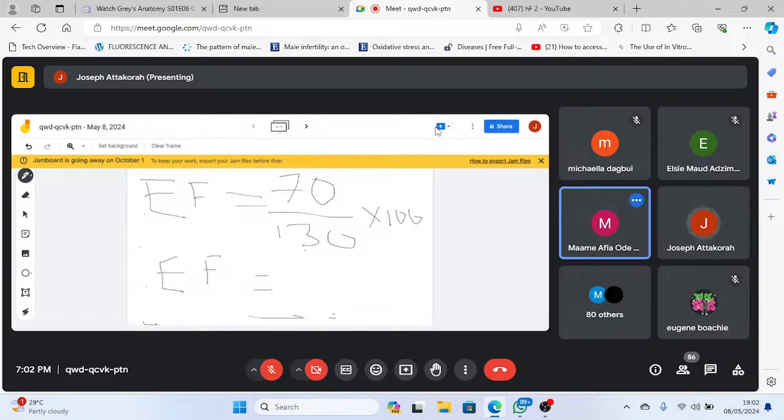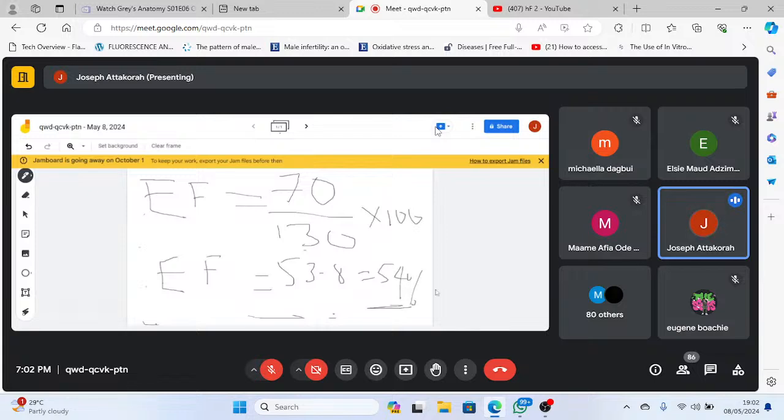That is 53.8%. There is 53.8, which is 54. So at times, this is 54%. At times, certain references will say that for a healthy individual, your ejection fraction should be above 54.